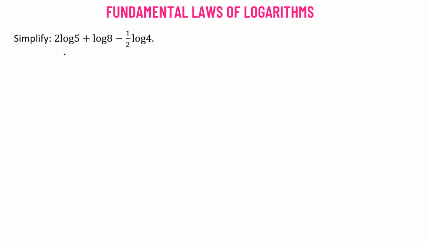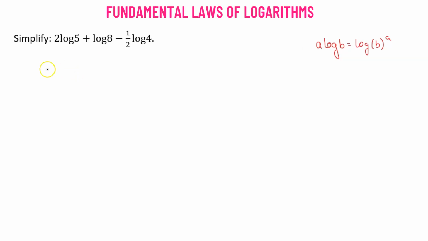So here we have the logarithmic expression 2 times log of 5 plus log of 8 minus half log of 4. We need to simplify it. So what we will do, we'll begin by using the property that a times log of b is the same as log of b raised to the power of a.